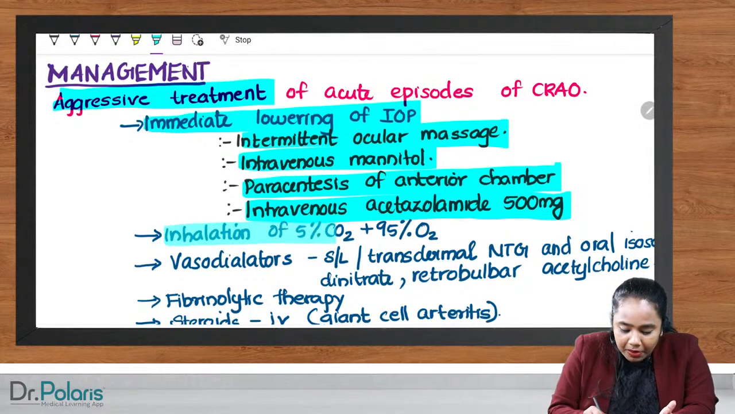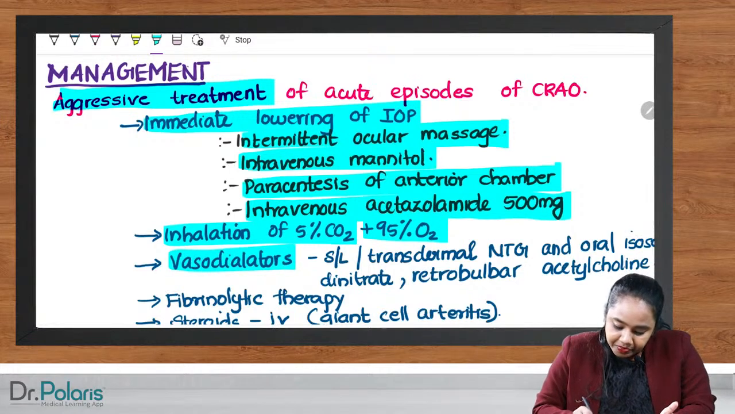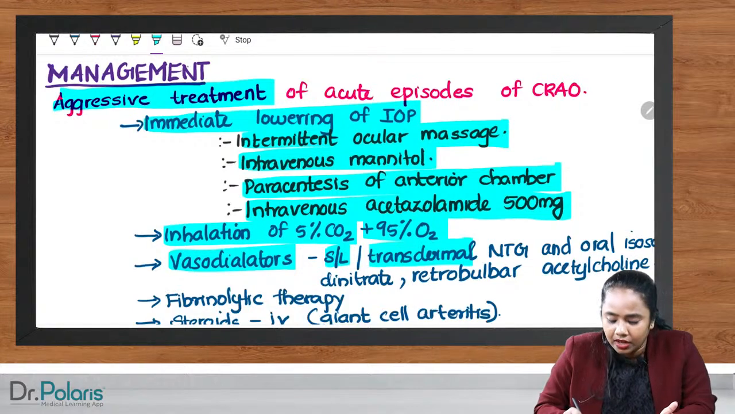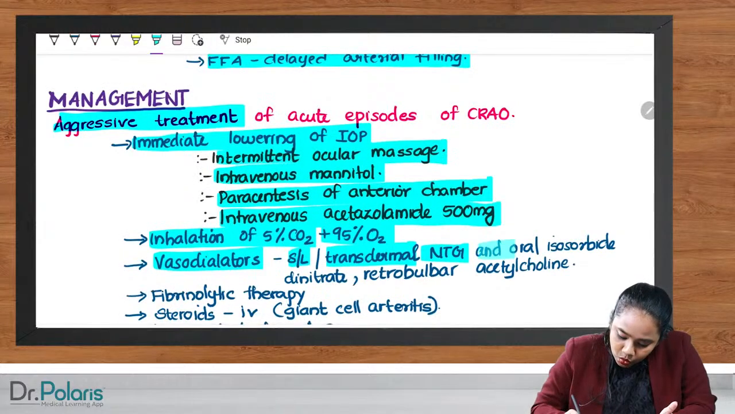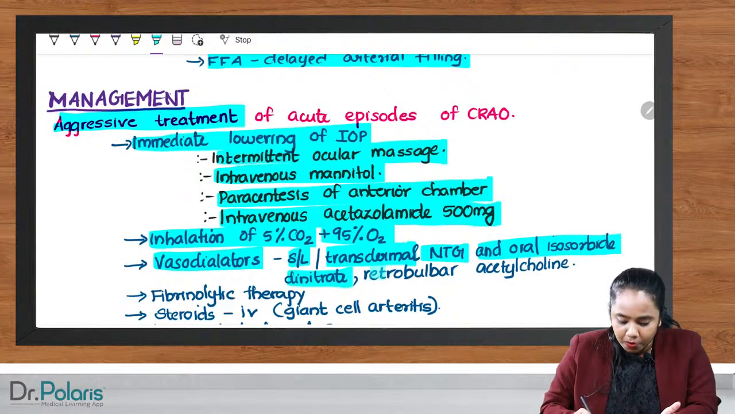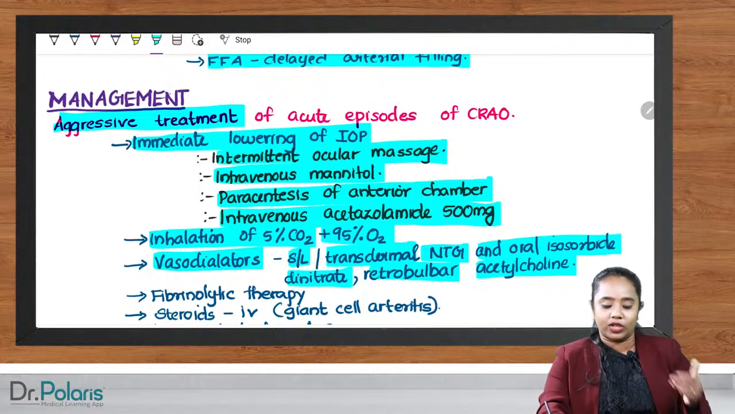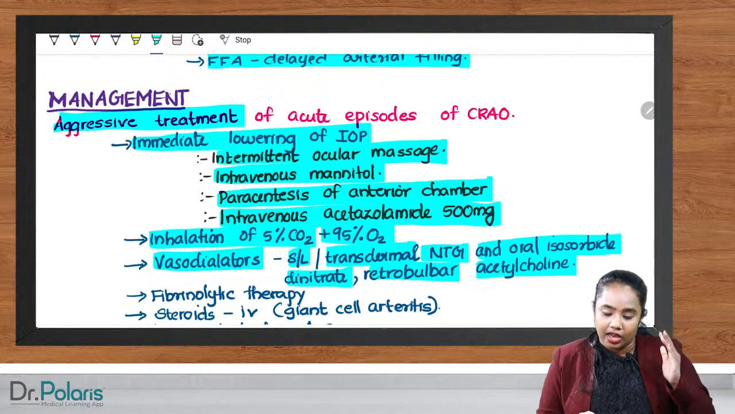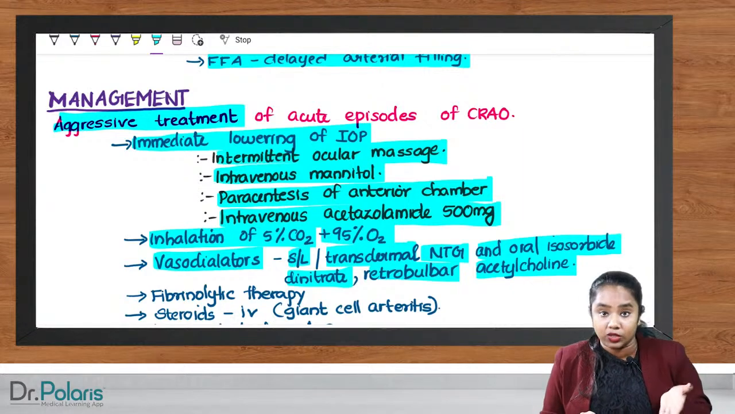Then inhalation of 5% carbon dioxide with 95% O2 is going to help. Vasodilators can be given, generally sublingual or transdermal NTG and oral isosorbide. These are the common agents: vasodilators, isosorbide dinitrate, and retrobulbar acetylcholine is also good. So, as vasodilators you can give nitroglycerin by the sublingual as well as transdermal route, oral isosorbide dinitrate, and retrobulbar acetylcholine.